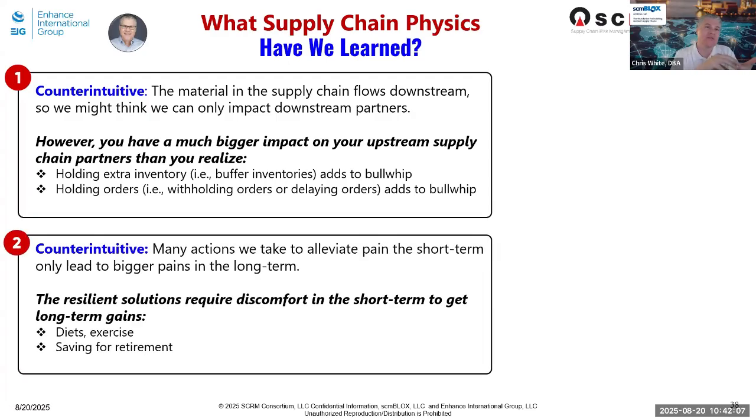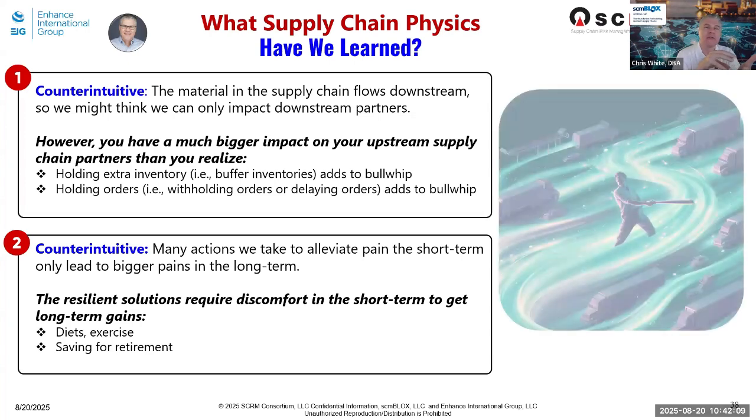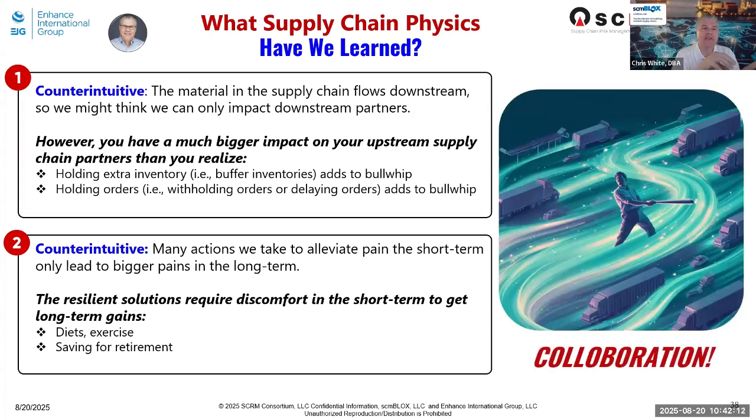And then second, this is what we just highlighted with the raw material: a lot of the actions that we take to alleviate pain in the short term often lead to bigger pains in the long term. You can compare this with things like diet and exercise. If I really want those long-term gains, I'm going to sort of suffer. So the counterintuitive part is if we really want these resilient solutions, we're going to have a little discomfort in the short term to get to those long-term gains. And over on the right, again, like Greg says, a little bit of levity, we've got collaboration. That's how we used to solve these problems.